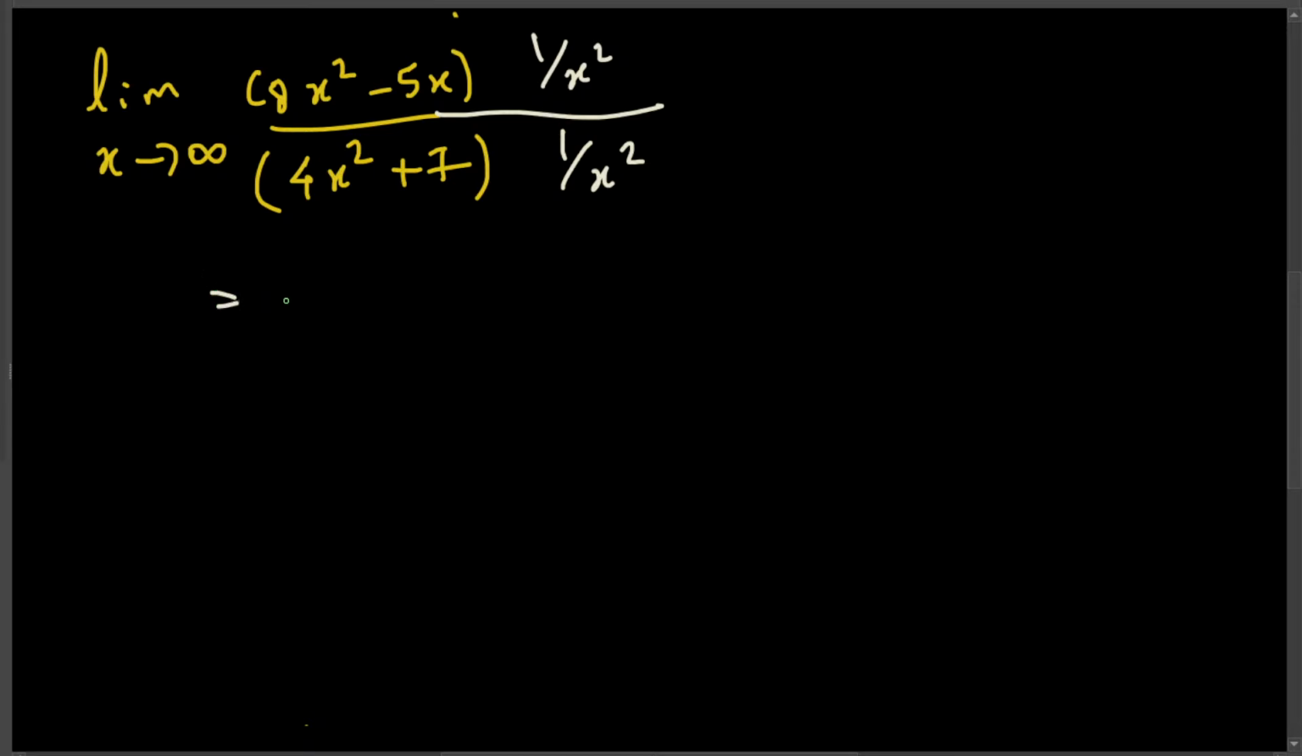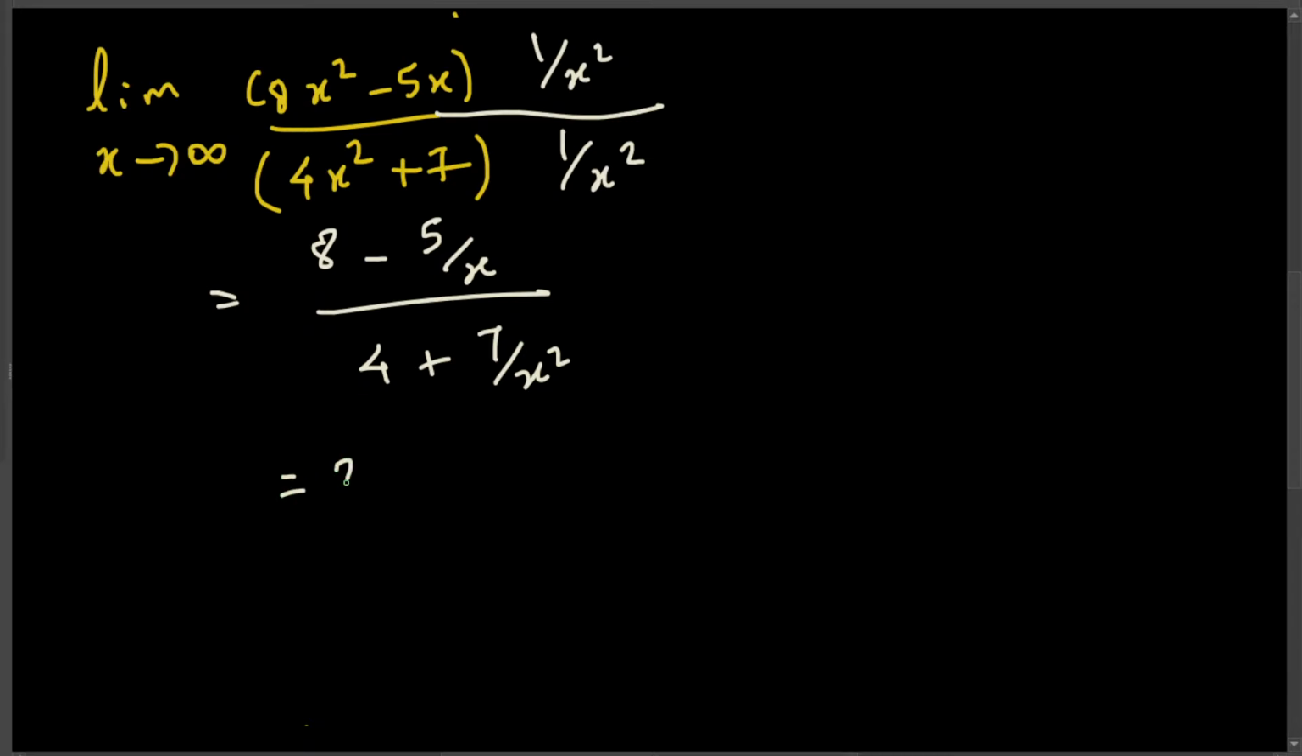If I simplify this one, 8x squared times 1 over x squared is going to be 8, and then minus 5x times 1 over x squared, that's minus 5 over x. 4x squared times 1 over x squared gives us 4, and then plus 7 over x squared. And if we divide anything by infinity, that's going to be 0.